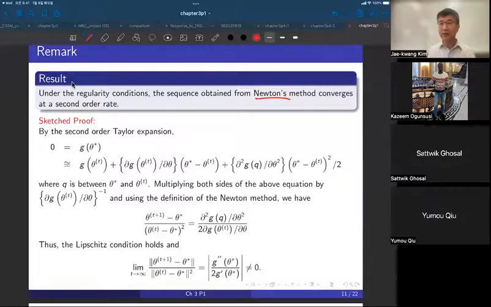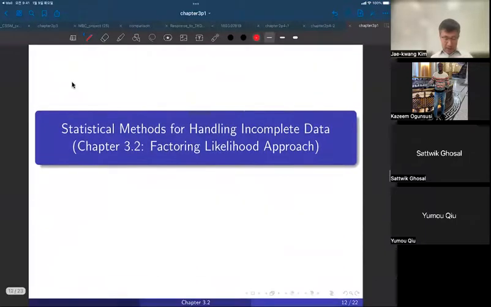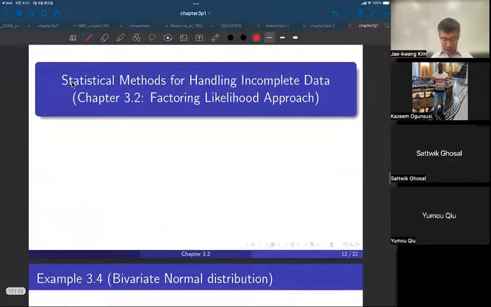And later we will discuss the convergence of the EM algorithm. The EM algorithm's convergence is linear, so beta equals 1. And Newton's method, if it converges, has a second order rate, so it's much faster. One of the criticisms of the EM algorithm is that its convergence is slow. Let me quickly move on. I have only 30 minutes, but I think I can cover it.